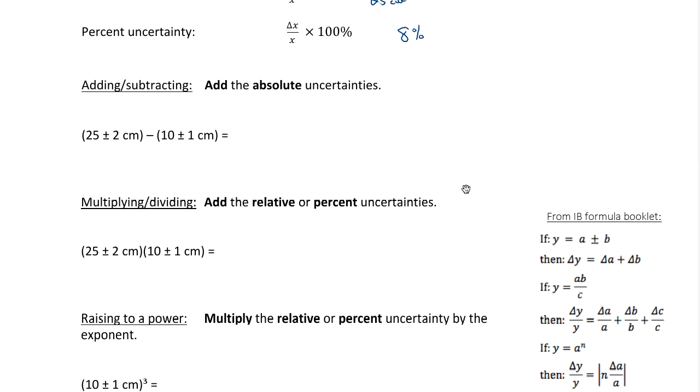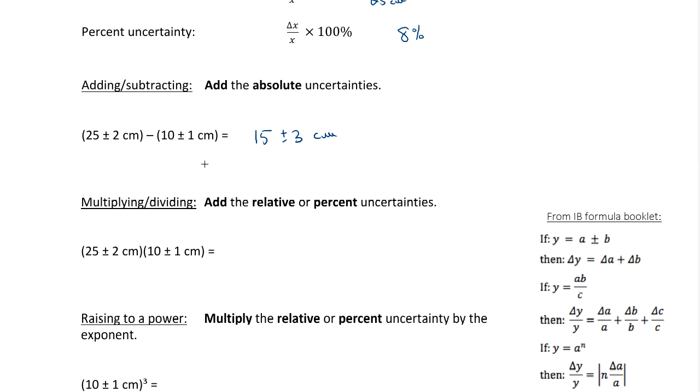Let's talk about how we add or subtract quantities with uncertainty. If we have 25 plus or minus 2 centimeters and we subtract 10 plus or minus 1 centimeters, first we do the 25 minus 10, that gives us 15, and then in terms of our uncertainties, we add the absolute uncertainty. So it doesn't matter that we're subtracting, it would be the same if this were adding. We take 2 centimeters and we add 1 centimeter and we get plus or minus 3 centimeters.